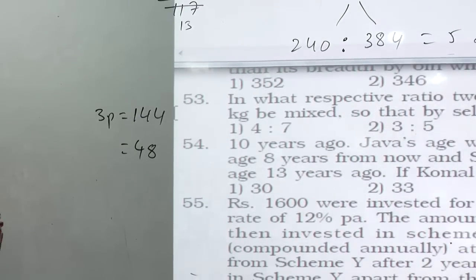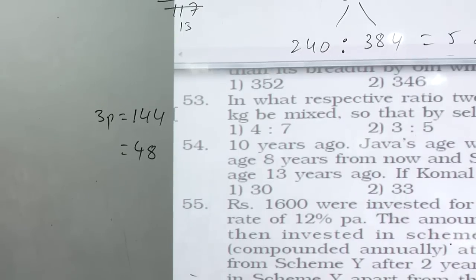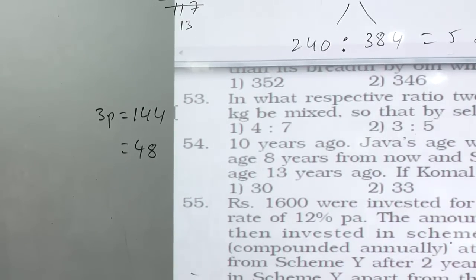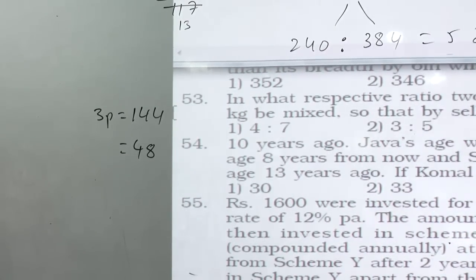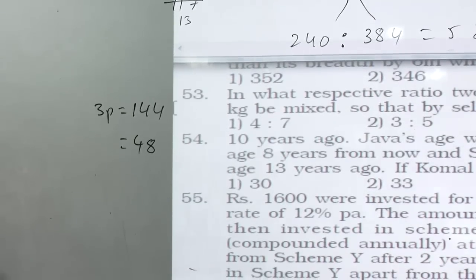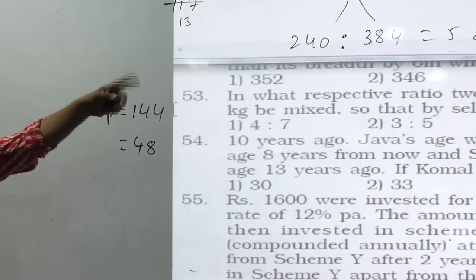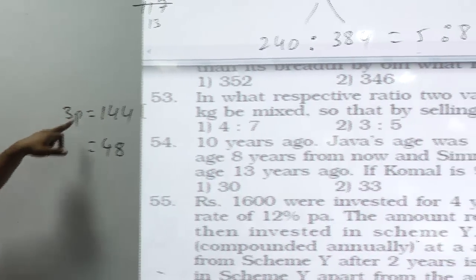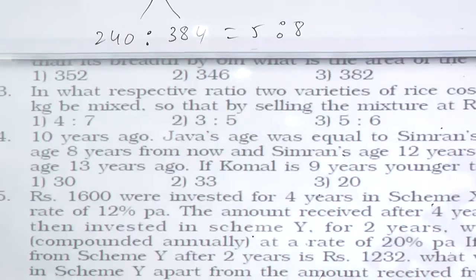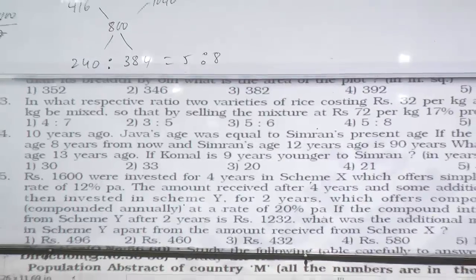First option. First option, 3 difference. Okay. First number is 5. If your first number is 5, your second number will definitely be 3 parts more than 5. That is 8. 5 is to 8.